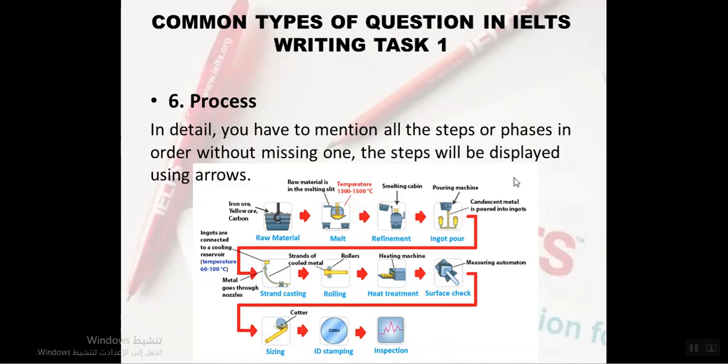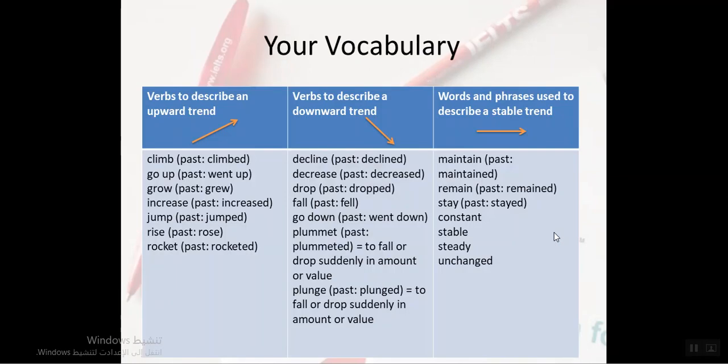Okay, so those are the types of questions that you're going to see in task 1 and you need to practice for. Now here are some of the vocabulary, or some of the verbs, that you're going to need in order to describe. Verbs to describe an upward trend: increase, climb, go up, grow, jump, rise, or rocket. You're going to need those verbs if you're going to describe an upward trend.